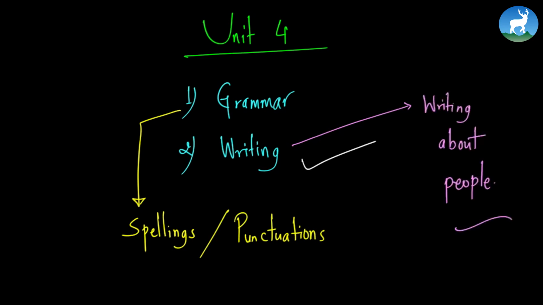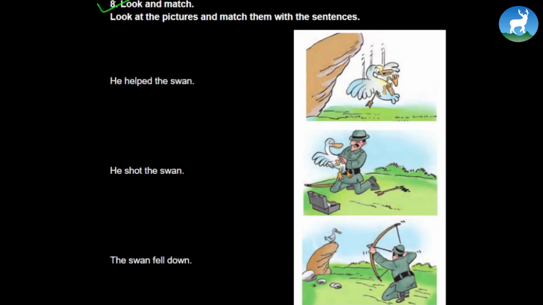Okay, so let's begin. The first question we have is called look and match. Let's look at the first picture. In the first picture, the swan is falling down from the cliff or from this rock. In the second picture, this man is trying to help the swan. And in the last picture, the man is aiming at the swan. So, let's try to match.